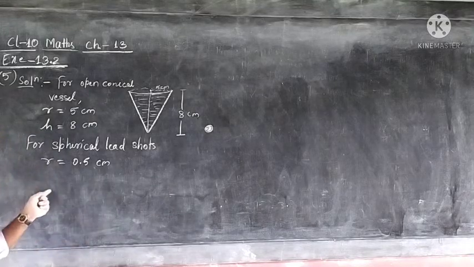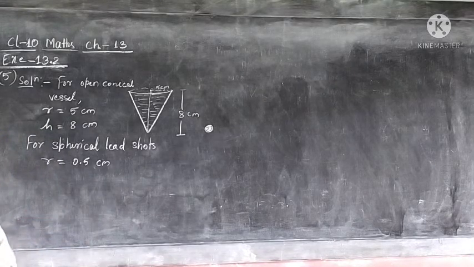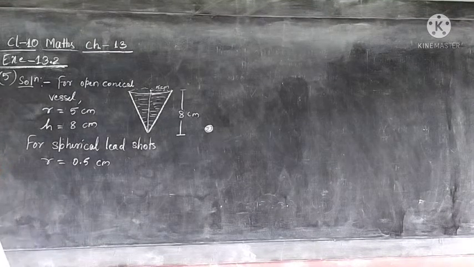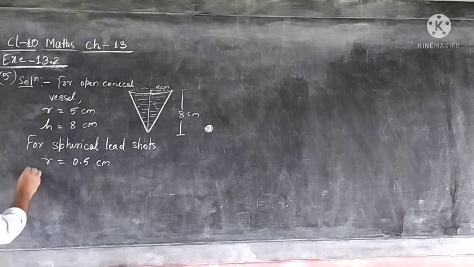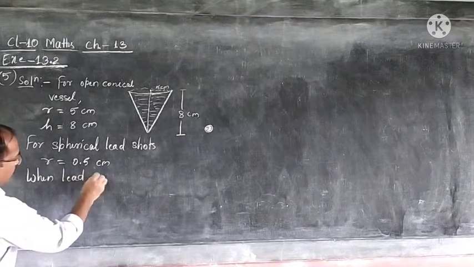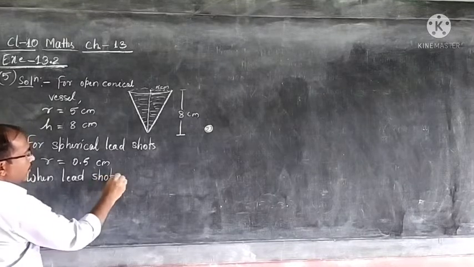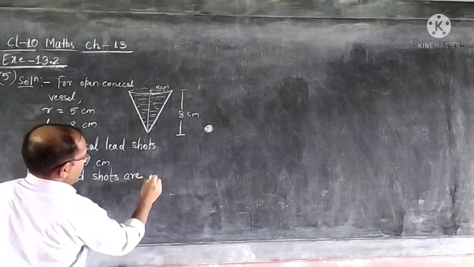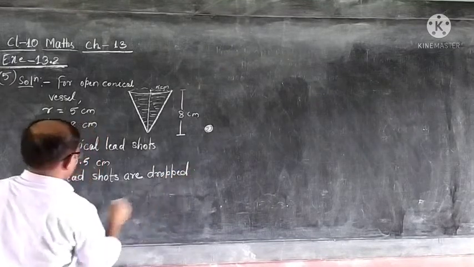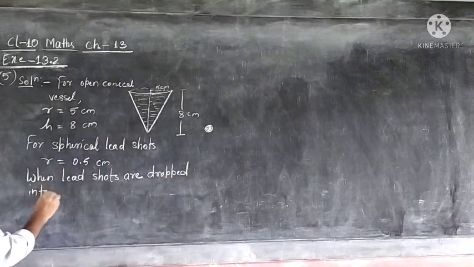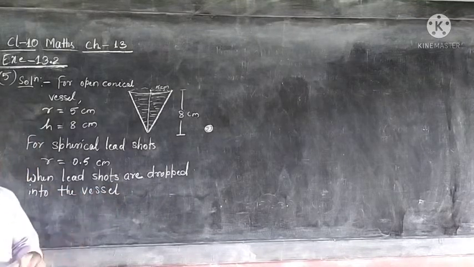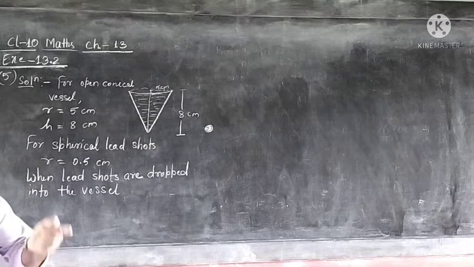Anyway, we will go with the condition. What is that? When some lead shots are dropped into the vessel, how much water flows out? 1/4 of the water flows out.